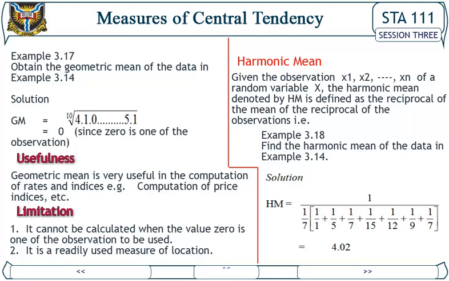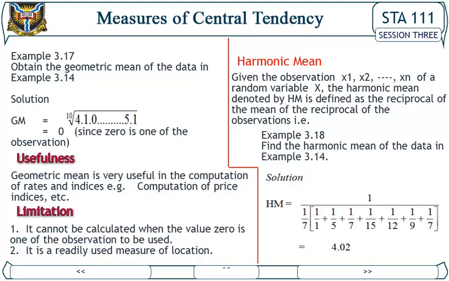Usefulness. Geometric mean is very useful in the computation of rates and indices, for example, computation of price indices. Limitations. 1. It cannot be calculated when the value 0 is one of the observations to be used. 2. It is not a readily used measure of location.